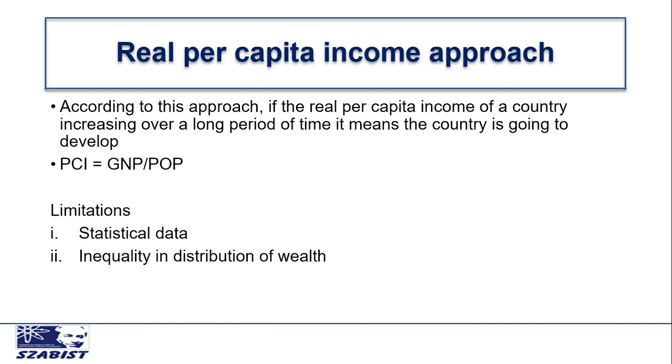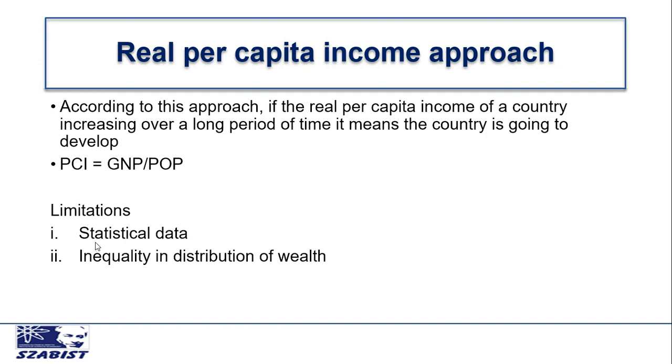And the second method is the real per capita income approach. Basically, you calculate real per capita income when you divide your gross national income by your total population, and it will give you the per capita income. So according to this approach, if the real per capita income of a country is increasing over a long period of time, then you can say that that particular country is moving toward development. There are also certain limitations to this method.